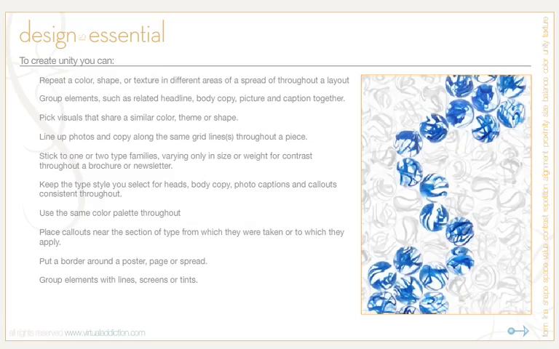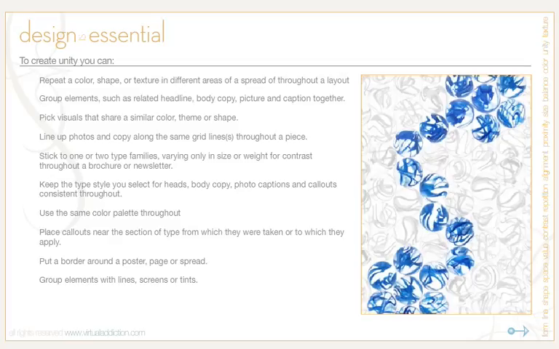To create unity, you can repeat a color, a shape, a texture. You can put a texture in different areas of the spread throughout the layout. You could give all the photos the same treatment. You could make them all circular or oval. You could group elements such as related headlines, body copy, pictures, and captions together. You could pick visuals that share a similar color, a theme, or a shape. You could line up photos and copy along the same grid lines throughout a piece.